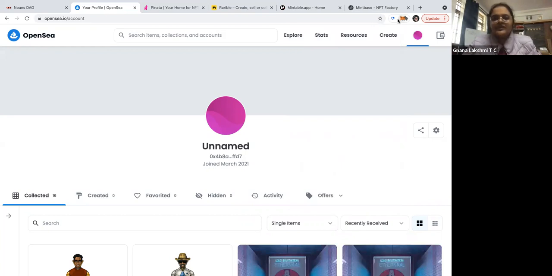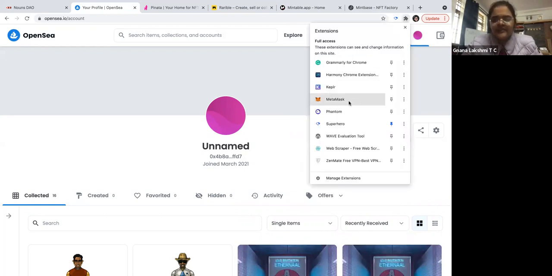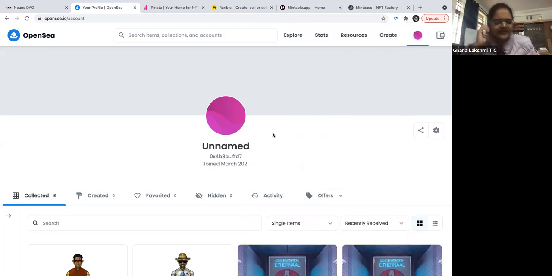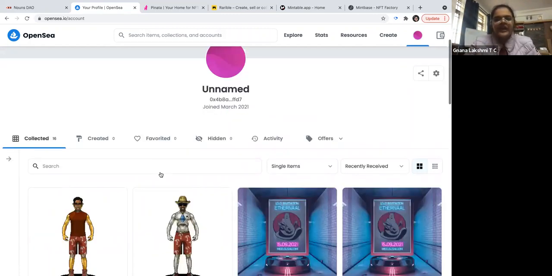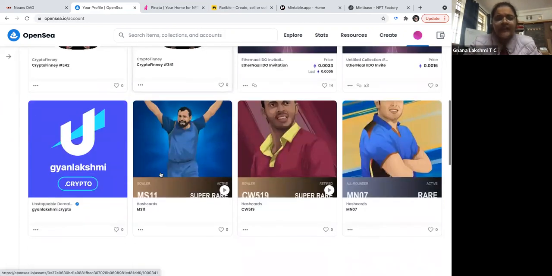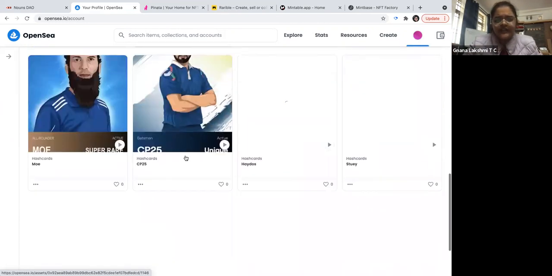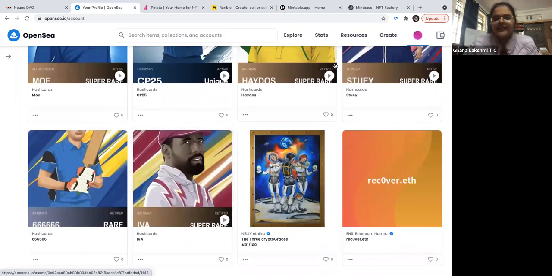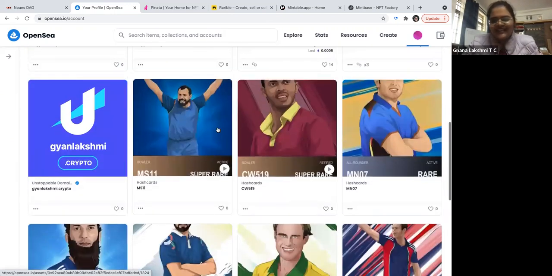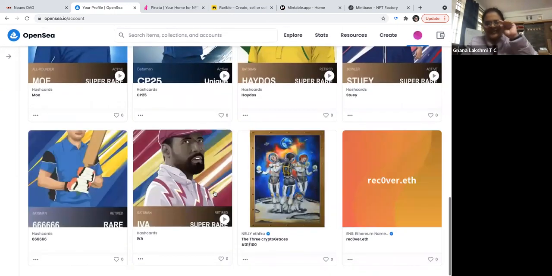The moment you install this plugin, it asks you to create a simple account, and this wallet is what symbolizes your identity on that particular chain. So this is how people know you on Ethereum, as 0x4b8a, whatever this hexadecimal address is. And I have a couple of NFTs that I have minted that you can see are there in my wallet.